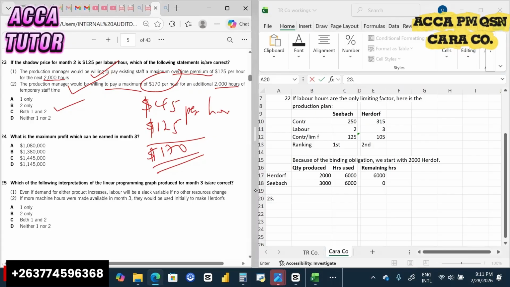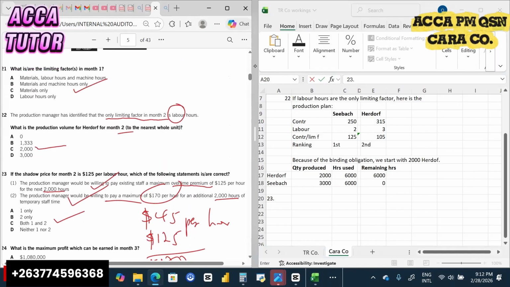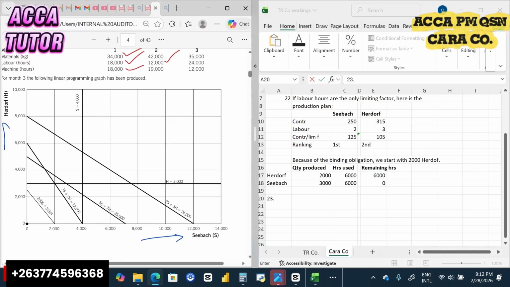All right, number 24. What is the maximum profit which can be earned in month 3? Month 3 information has been given by the linear programming graph there.